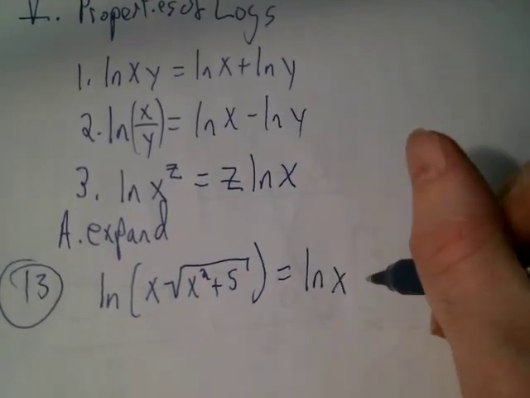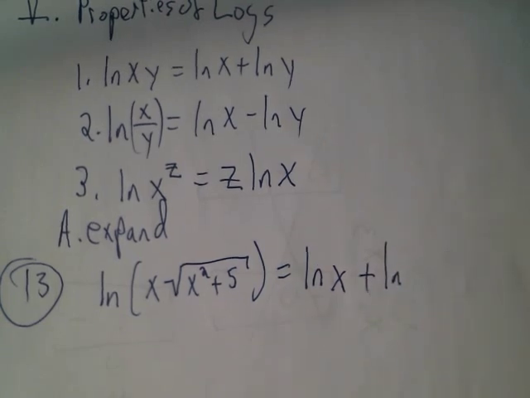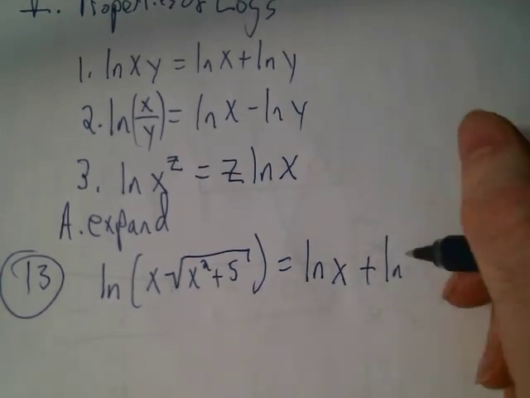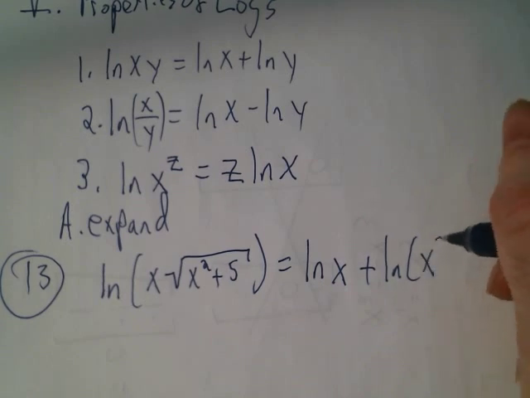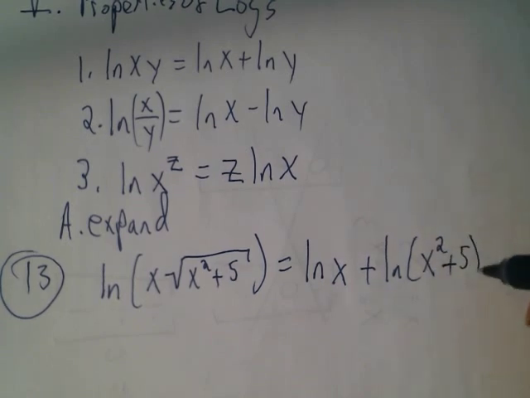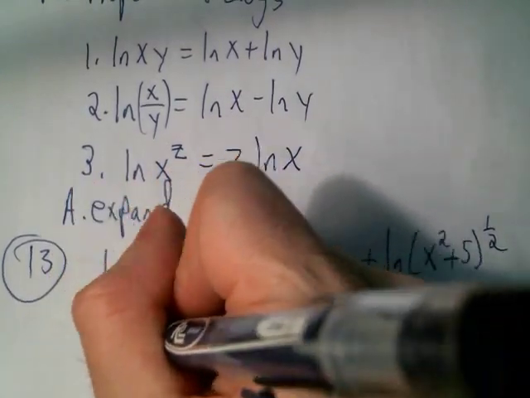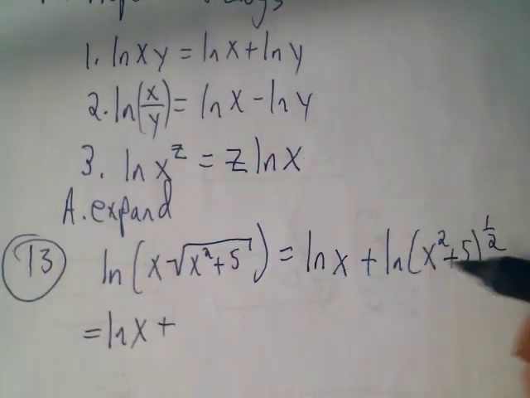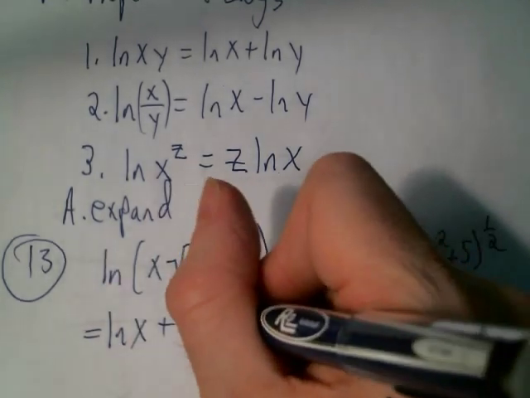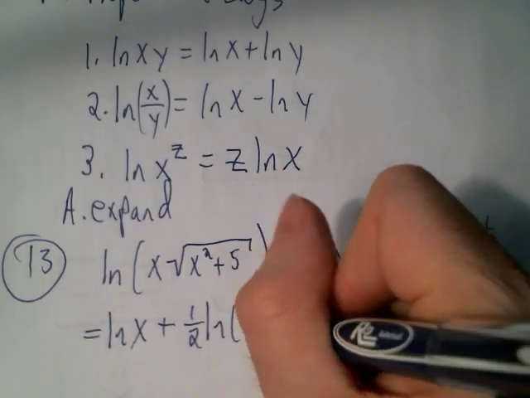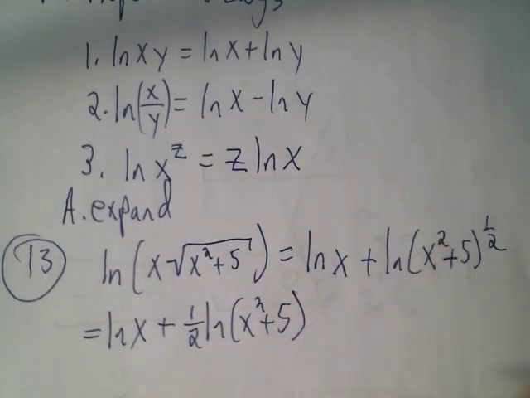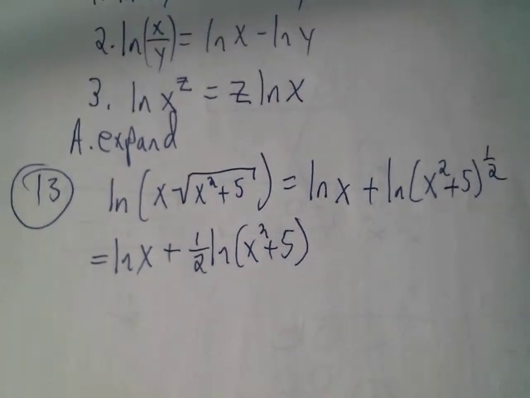product rule, so ln of x plus the ln. And on top of that, I know that the square root can be rewritten as a fractional exponent. So I'd have x squared plus 5 to the 1/2. So I'm going to bring the 1/2 out in front of the ln. I'll have 1/2 ln of x squared plus 5. And that'll do it. That'll be all I can do.